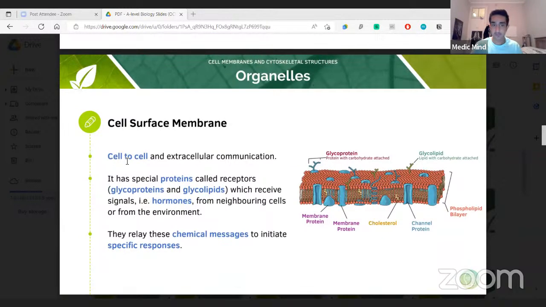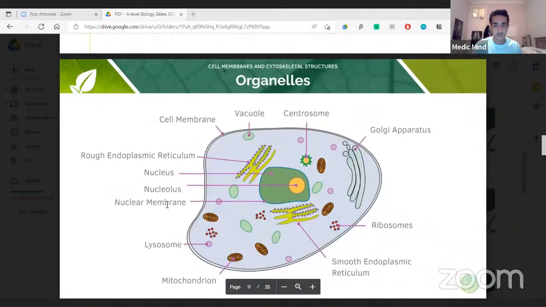Cell-to-cell communication happens through the cell membrane as well. There are special proteins called receptors, which are forms of glycoprotein and glycolipids, which receive signals, such as hormones or other lipid-soluble hormones, from neighboring cells or from the environment. They then relay these chemical messengers within the cell to initiate specific responses.